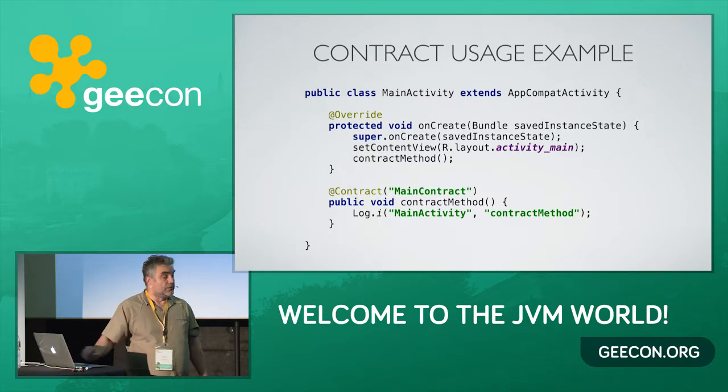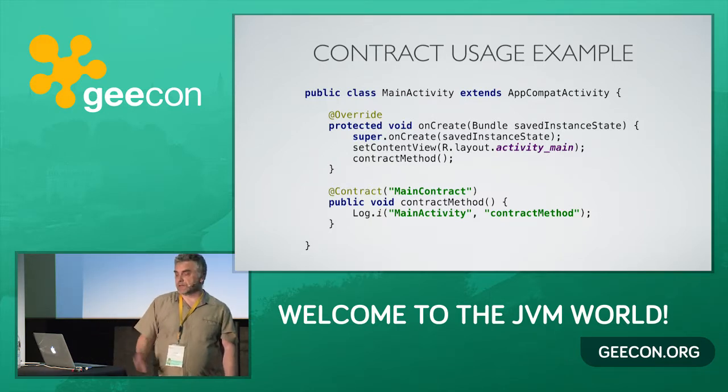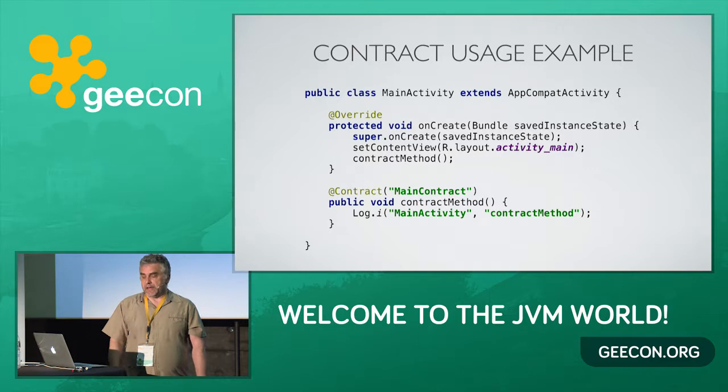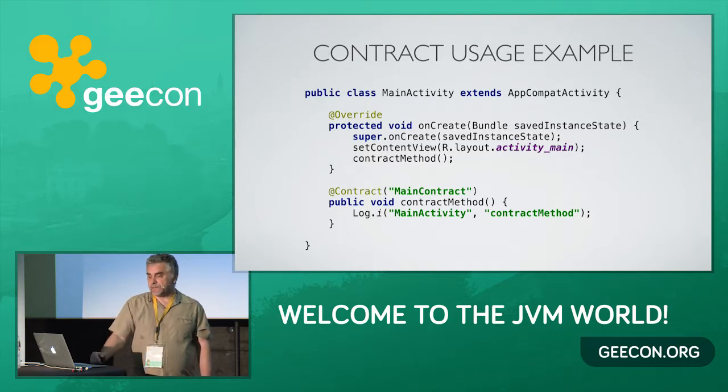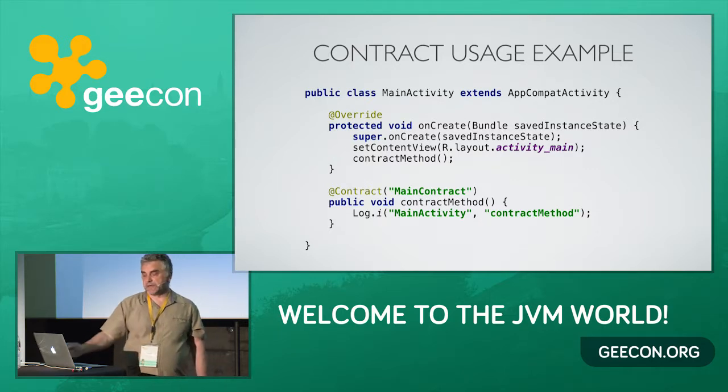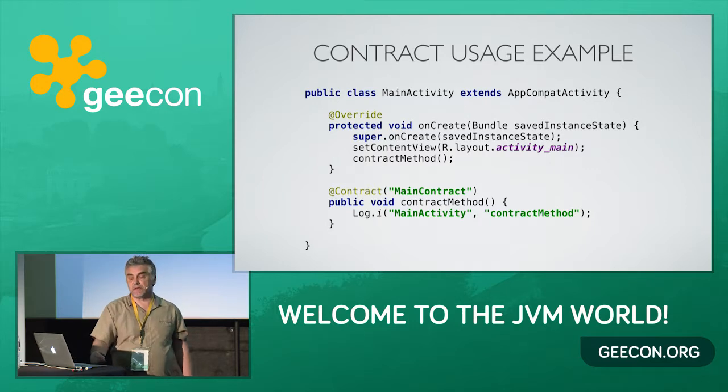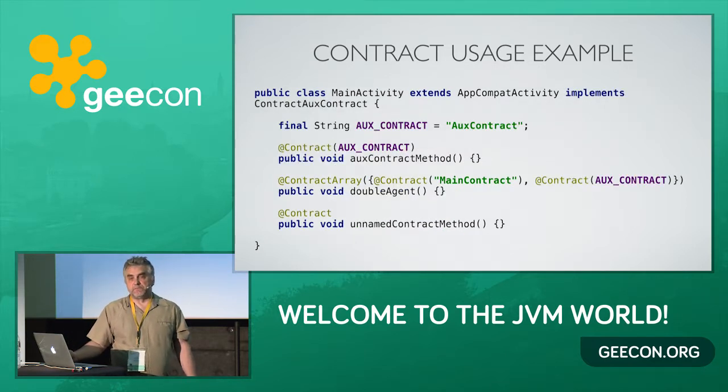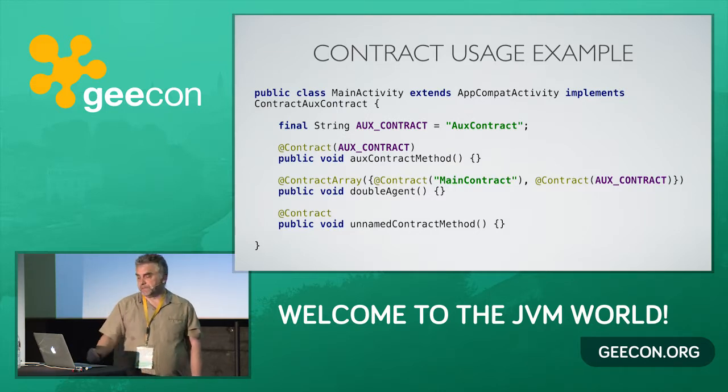So let's have a look at a sample usage of that. This is like a typical activity of your Android application. And there is a method doing exactly that. It's annotated with that Contract annotation, and whenever the application gets compiled, you get that interface generated for you, and that method will be listed there.